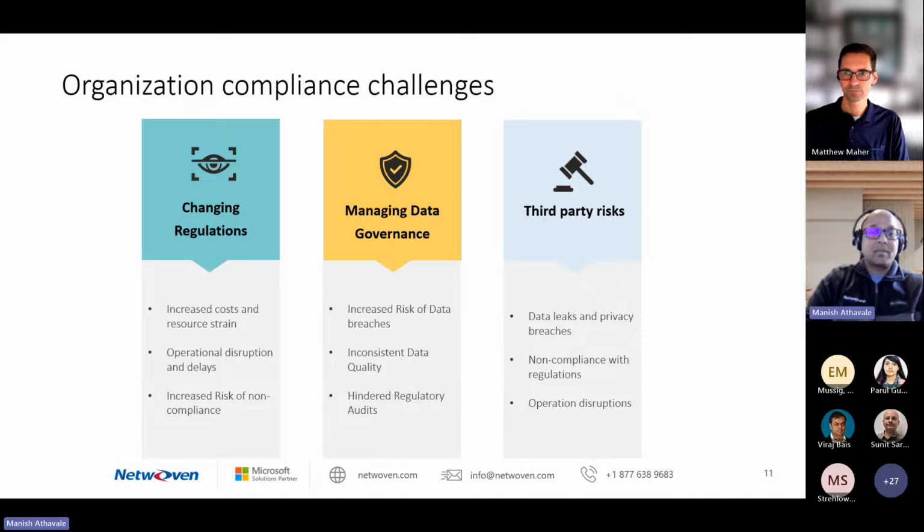And then operation disruption, right? If a third party is found non-compliant and you cannot do business with them, then you are looking at supply chain issues, and you are looking at fines. So there are a lot of implications if a third party is not held to a good standard, and there will definitely be some operation disruptions because of this.